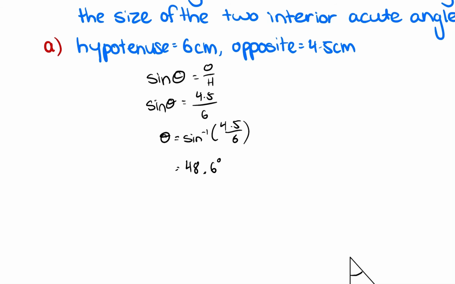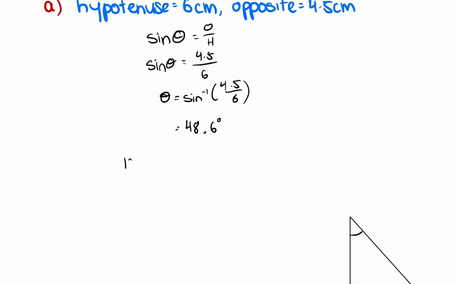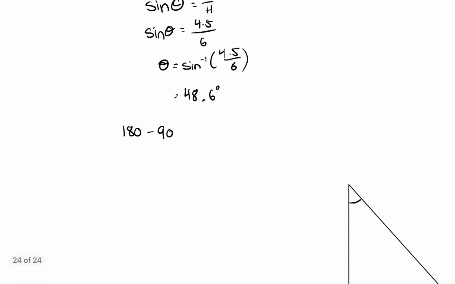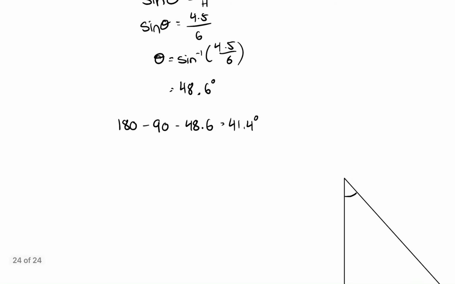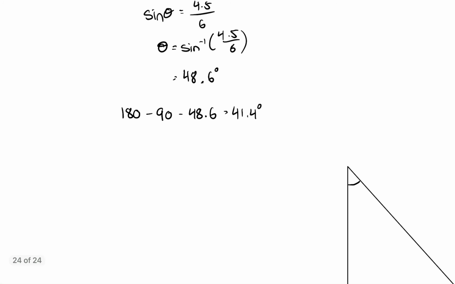Now, instead of going through this whole process using cos, which is what we would use, I'm going to go 180, take away the 90 degrees for our right angle corner, take away the angle I just found, 48.6, and that's going to give me the third angle. So 180, take 90, take 48.6, I get 41.4 degrees. And bam, I've now got both of those acute angles. So there you go, there's the real quick cheat way.